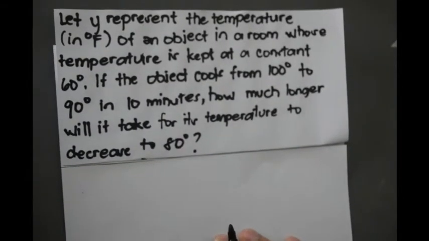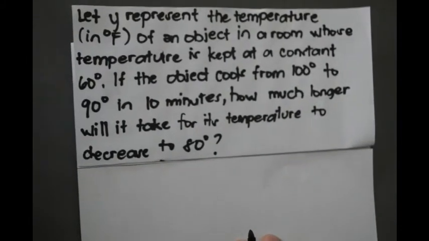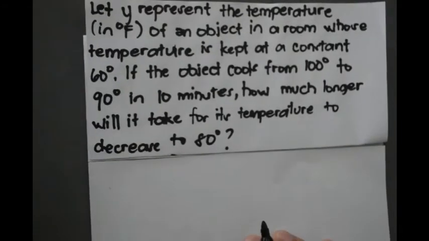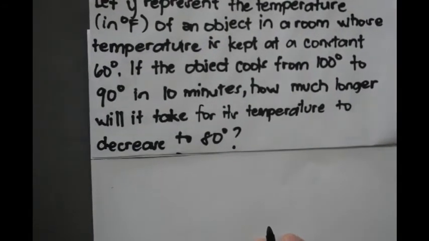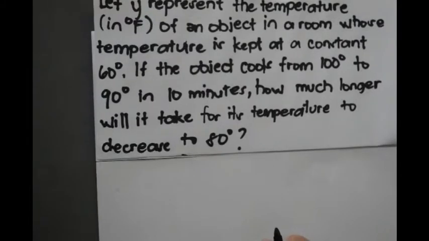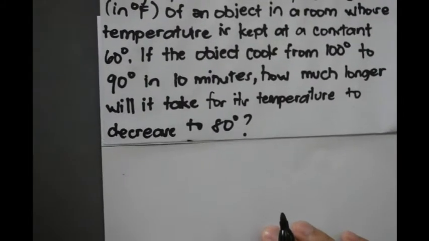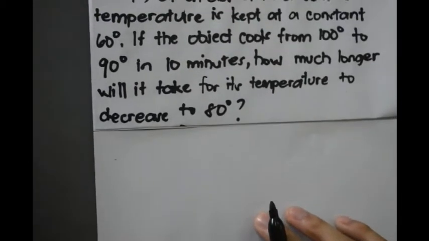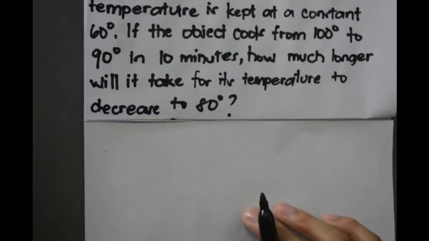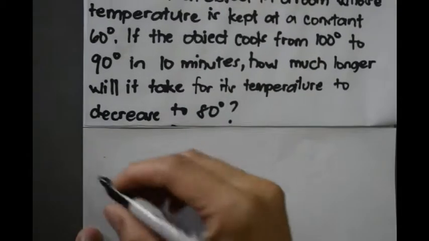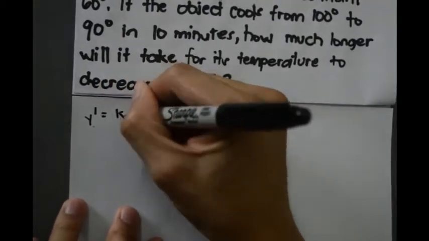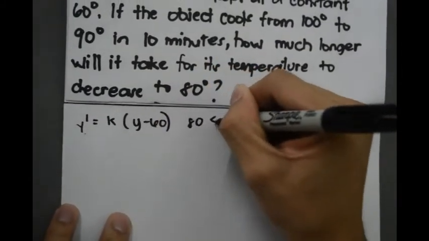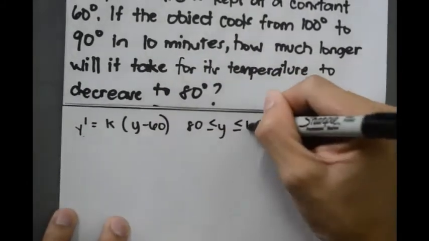Let y represent the temperature in degrees Fahrenheit of an object in a room whose temperature is kept at a constant 60 degrees. If the object cools from 100 degrees to 90 degrees in 10 minutes, how much longer will it take for its temperature to decrease to 80 degrees? From Newton's law of cooling, you know that the rate of change in y is proportional to the difference between y and 60. This can be written as y prime equals k times y minus 60, with 80 less than or equal to y less than or equal to 100.